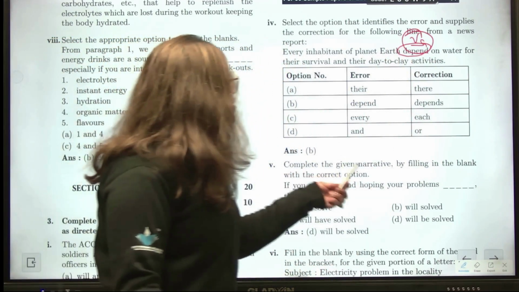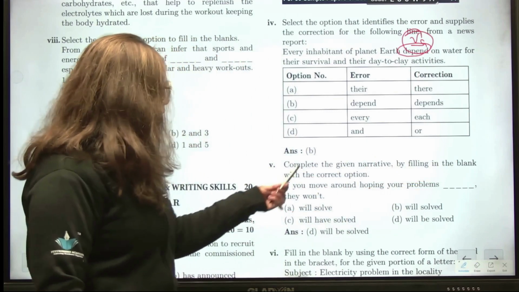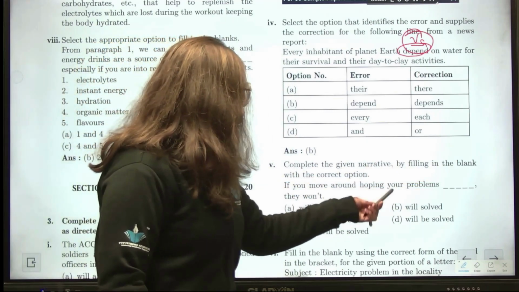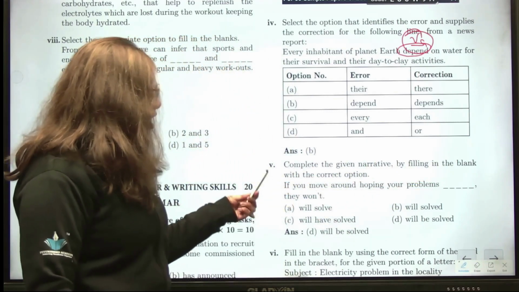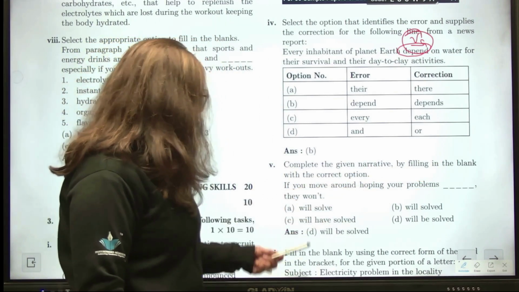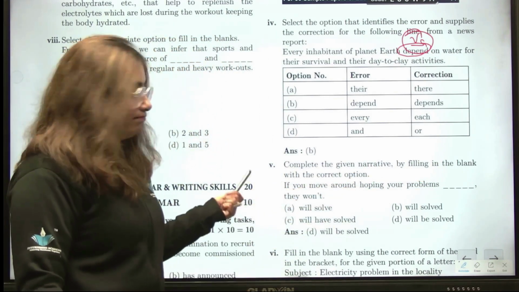Clear. Complete the given narrative by filling the blanks with the correct option. If you move around hoping your problem will be solved, obviously they won't.